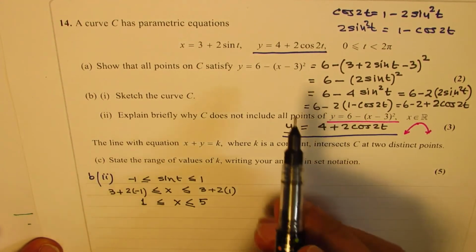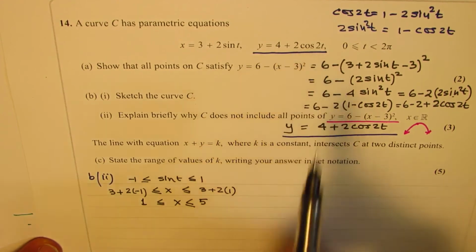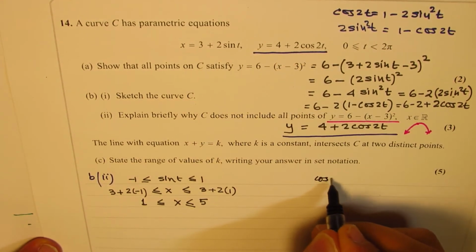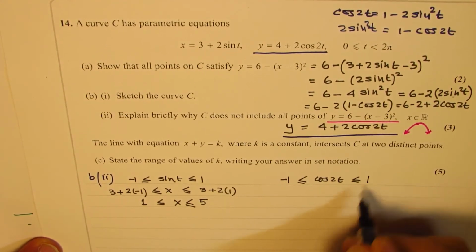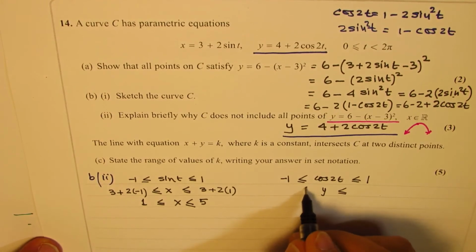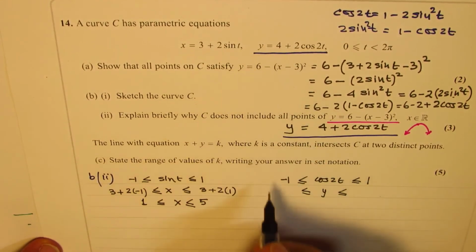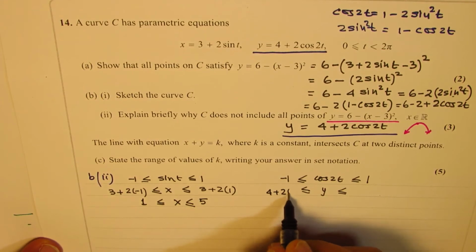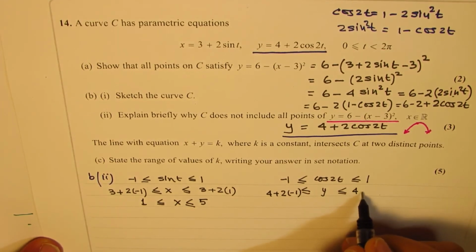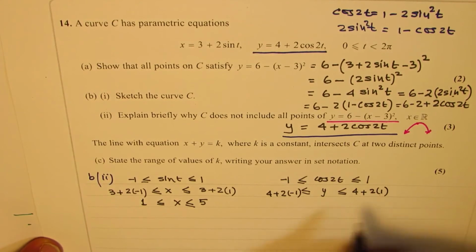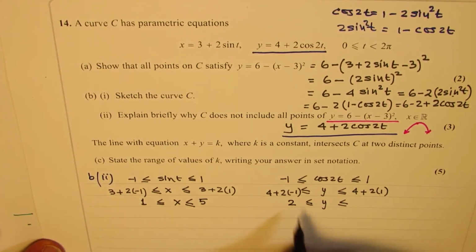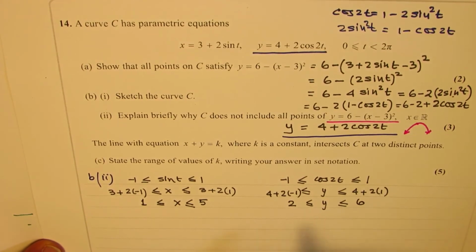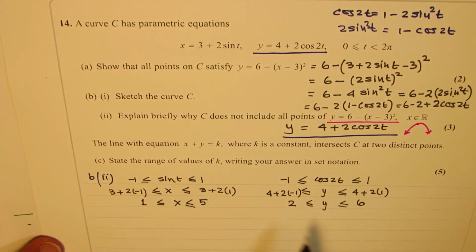Perfect. Similarly, the value of cos 2t is also restricted between minus 1 and plus 1. And therefore, y will be between 4 plus 2 times minus 1 and 4 plus 2 times plus 1, right? So the value of y is between 4 minus 2, which is 2, and 4 plus 2, which is 6. So the domain and range for the given parametric equation is restricted.